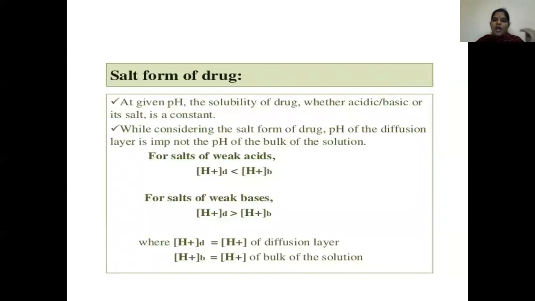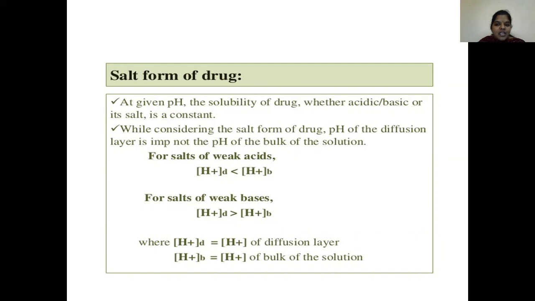Okay, and the next important form is the salt form of the drug and how it influences. The salt form of the drug will be influenced by the particular pH. Okay, at a given pH, the solubility of the drug, whether it is acidic or basic or a salt, is a constant. While considering the salt form of the drug, the pH of the diffusion layer is important, not the pH of the bulk of the solution.